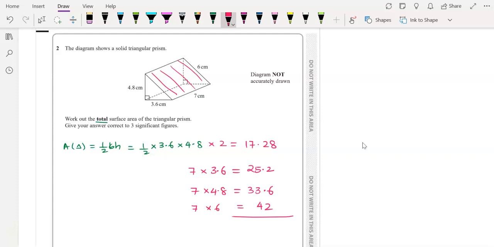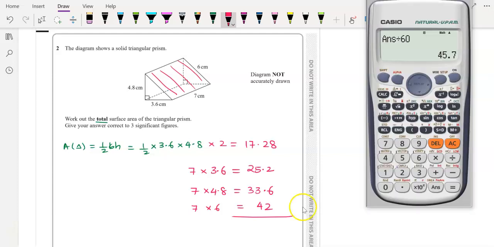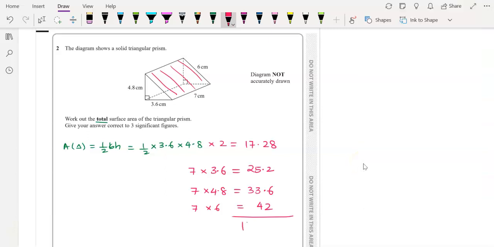When I add them all up, I will get the total surface area. So let's work it out. 17.28 plus 25.2 plus 33.6 plus 42 gives me 118.08. Now the question says round your answer to 3 significant figures. It means I need only the first 3. Now the next digit is weak, so when you round it, your final answer will be 118 centimeters squared.